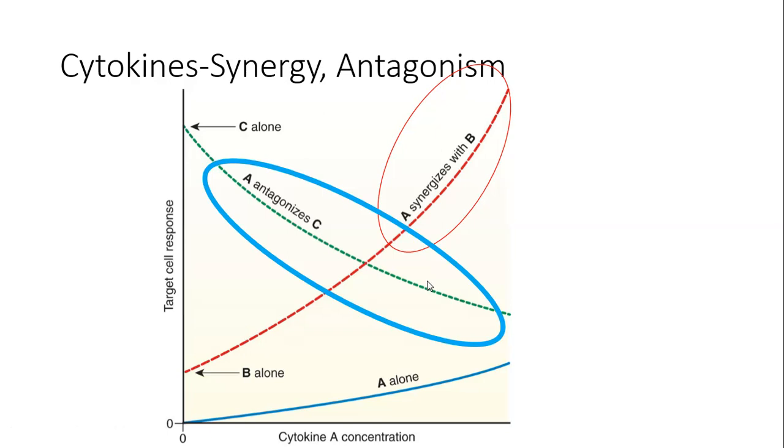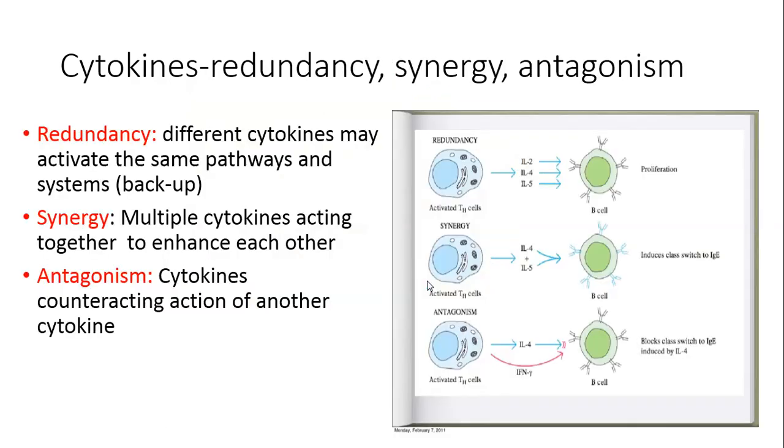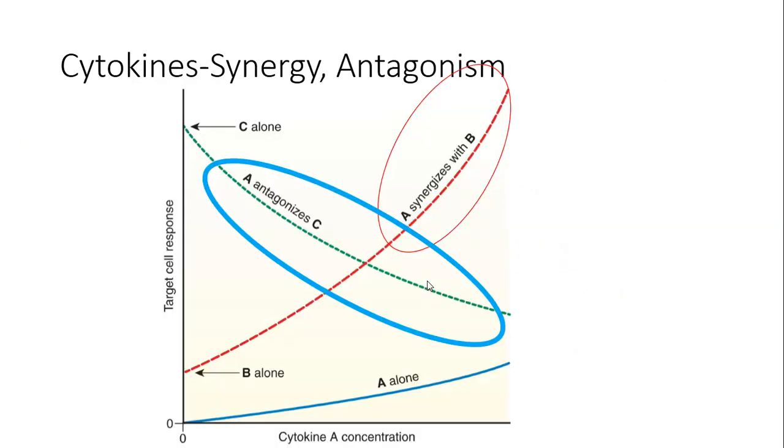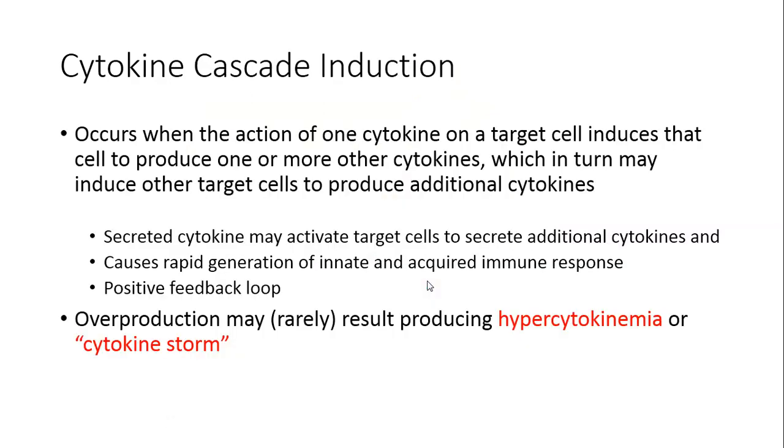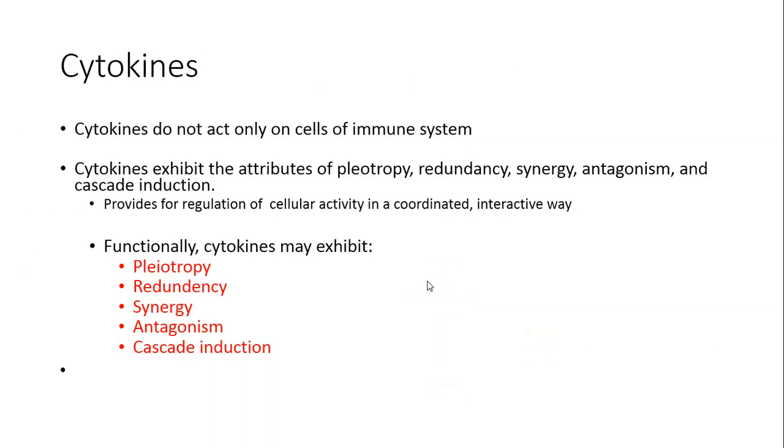I did want to go through it with you in case you took a look at it in the book. I prefer this model. I think to me this is a lot more intuitive. This I think is a little bit tougher, but maybe you like it that way. But I did want to go through it because it was in the book and I didn't want you getting stuck on it. And we talked about the functions. Remember we talked about pleiotropy, redundancy, synergy, antagonism, and there was one more on that list, and it was called cascade induction. Actually, if we go back, there's our list, right? Functionally, cytokines can exhibit these functions, right?